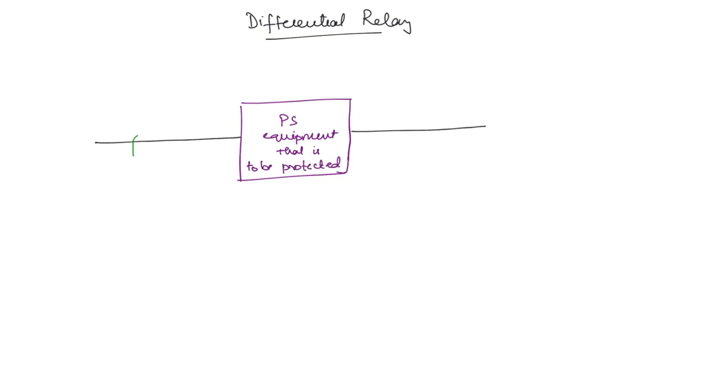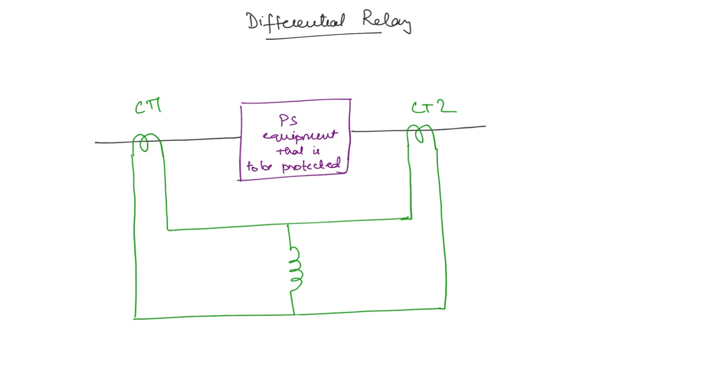Now on either end there is going to be one CT. Okay, this is CT1 and this is CT2. Now these two CTs are connected to an operating coil in this manner. Okay, this is the operating coil.